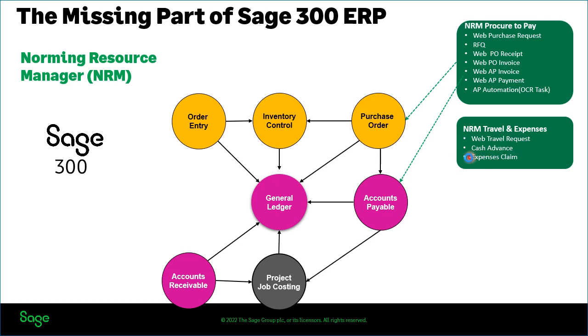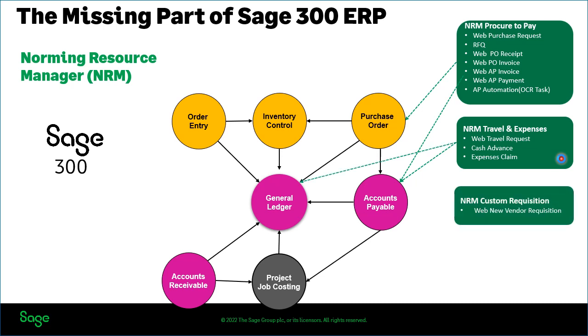And with the cash advance request, the staff can raise a request to borrow money from the company for business traveling, maybe for some office supplies, office expenses, right? And of course, they can use the expense claim functionality to claim expenses. Okay, and we have another module called customer requisition.